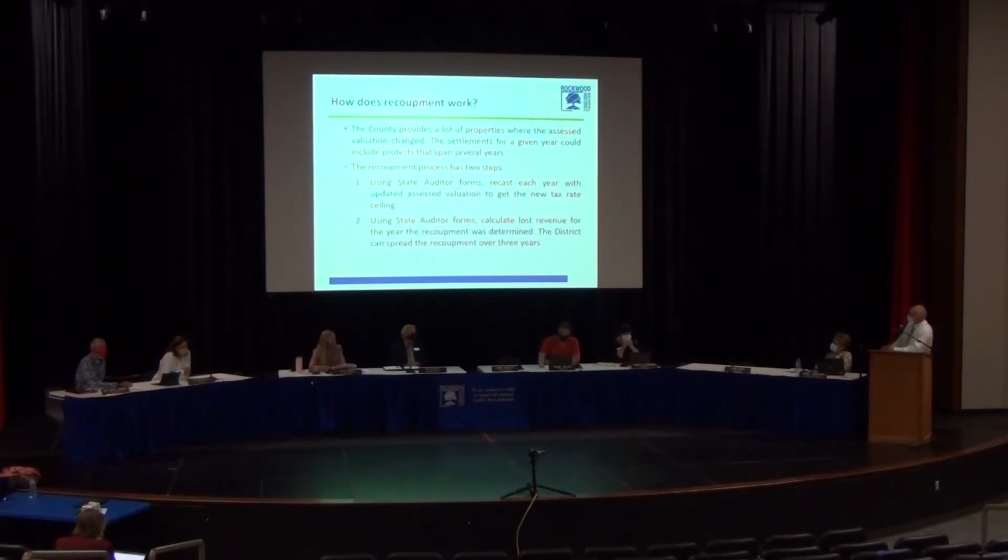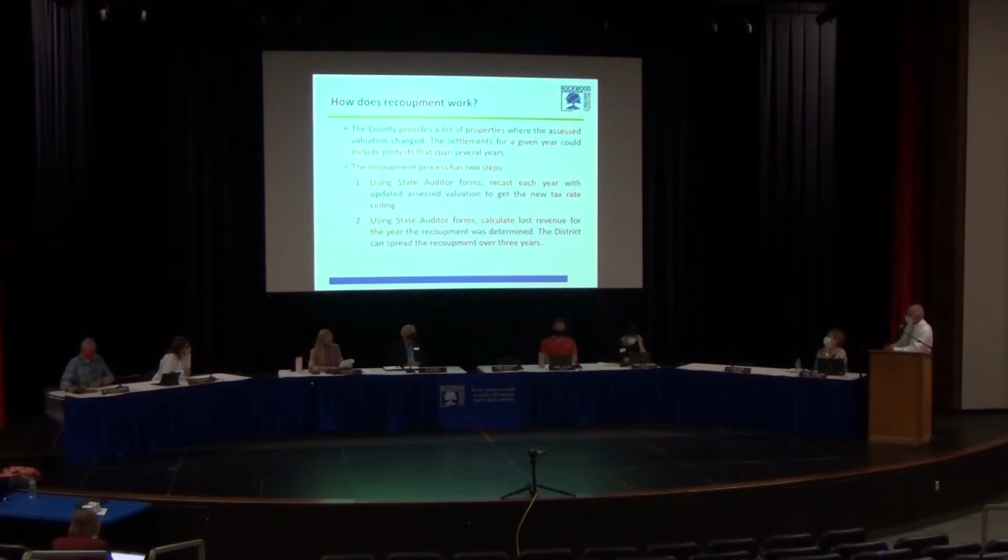The recoupment process works in two steps. Basically, when we get notice from the collector and assessor's office that adjustments have been made to return property taxes paid under protest, we go back and recalculate the tax rate for the respective year that it was adjusted, and then we take that recoupment over a 3-year period.